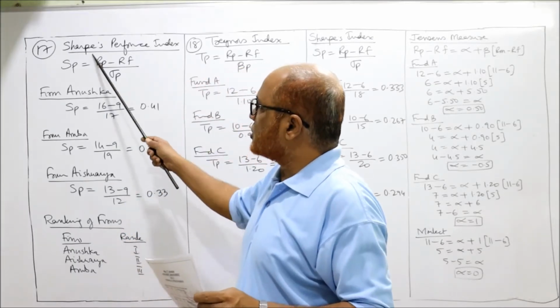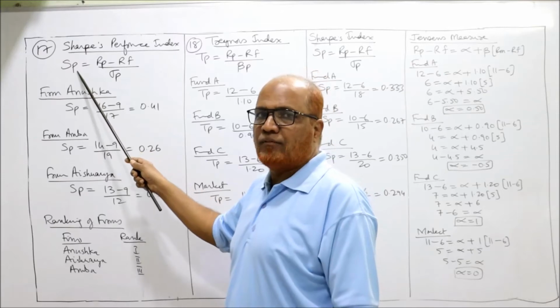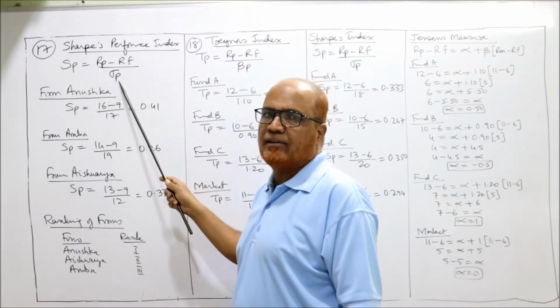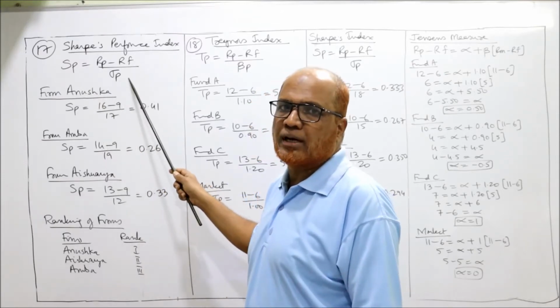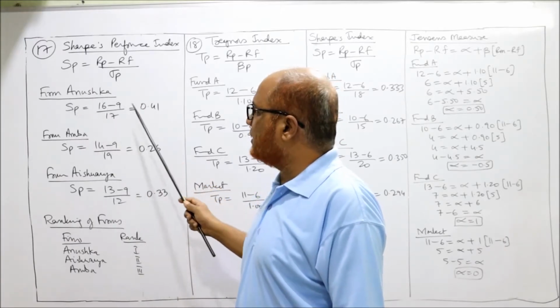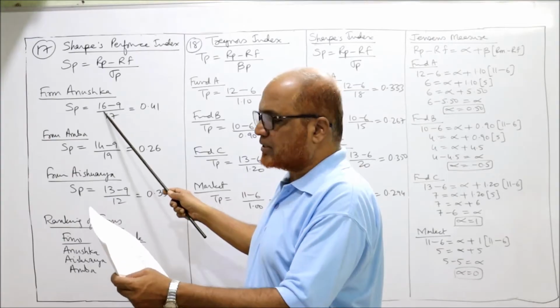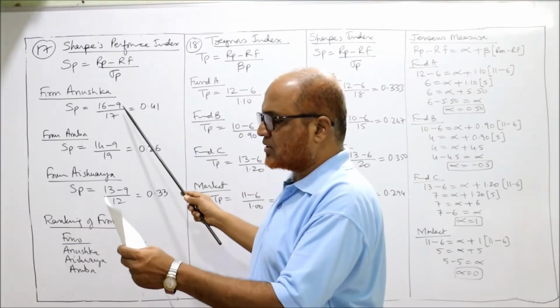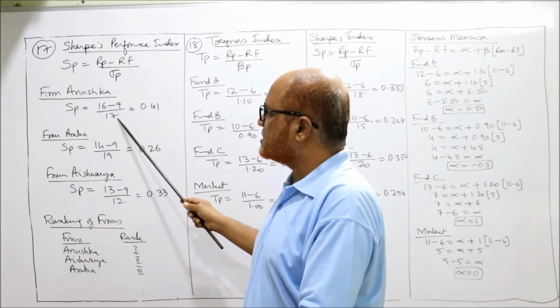So we'll start. Sharpe's performance index, SP. The formula is RP minus RF divided by standard deviation. Return divided by total risk. Reward divided by total risk. For Anushka, SP is 0.41. 16% is the portfolio return given, the risk-free rate is 9% and the standard deviation is 17.